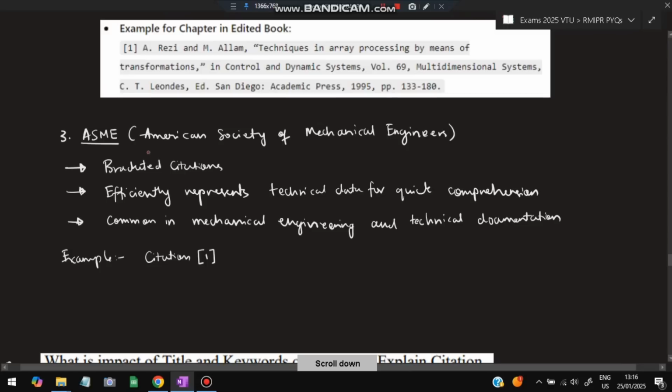The last one is ASME, which is the American Society of Mechanical Engineers. Bracketed citations means this bracket is used to efficiently represent technical data for quick comprehension. If you want a quick summary, you can use that. It is commonly used in mechanical engineering and technical documentation. The example is like this citation, and you will be writing it like this here. Okay, so these are the most common styles used by engineers for citation.